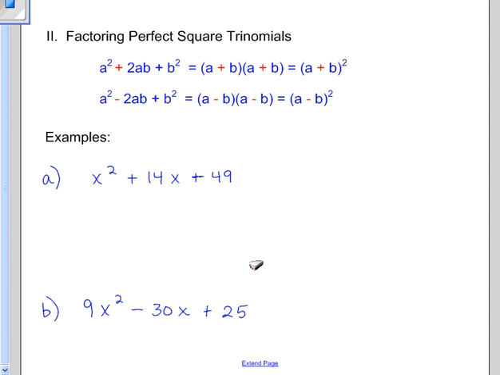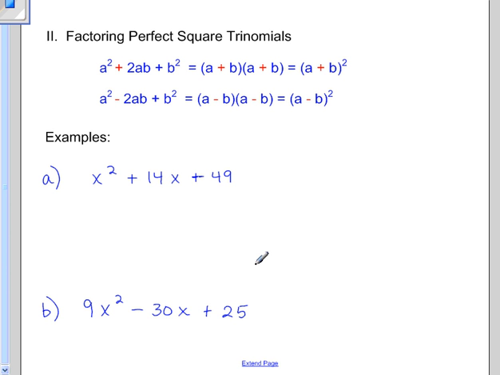Part 2 is on factoring perfect square trinomials, and we actually have two different formulas or models that you can use to go by for these. Now, a perfect square trinomial is one of the form a squared plus 2ab plus b squared. That would equal a plus b times a plus b, or you could just write it as a plus b squared. Okay, the second form is the same thing except our middle term is a negative.